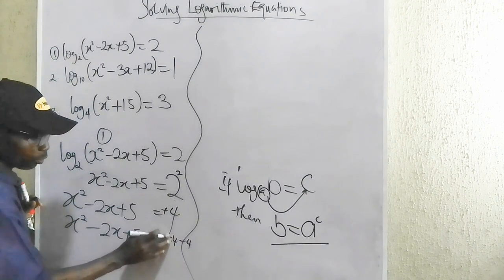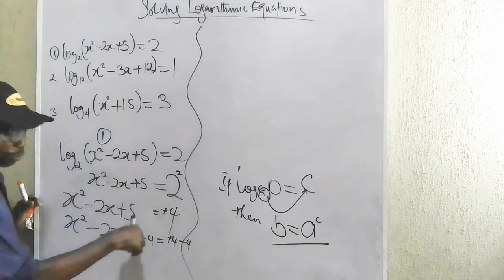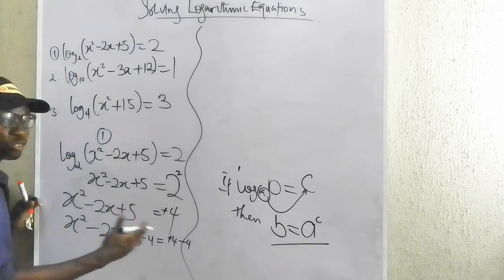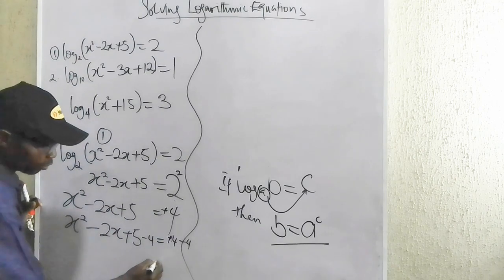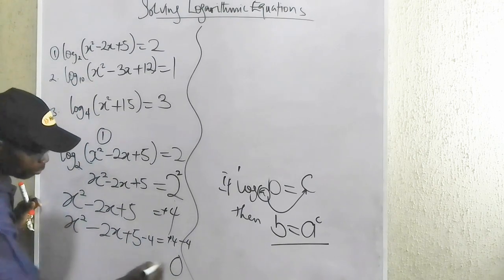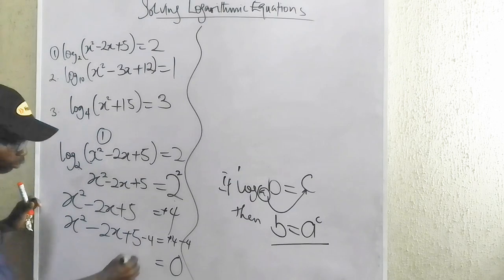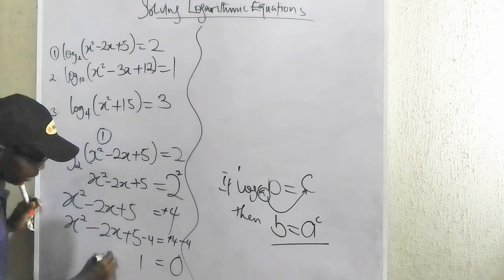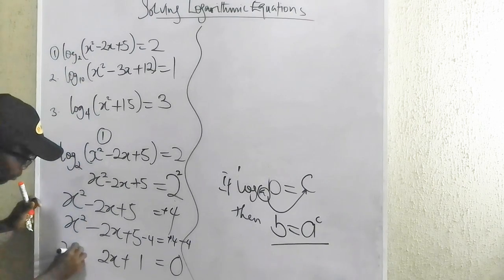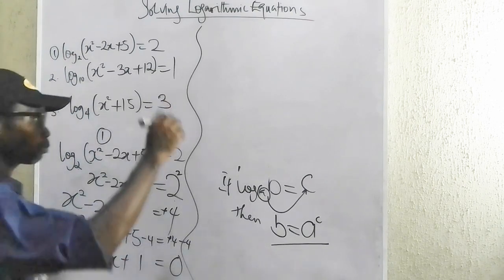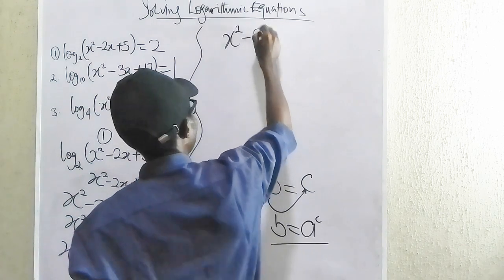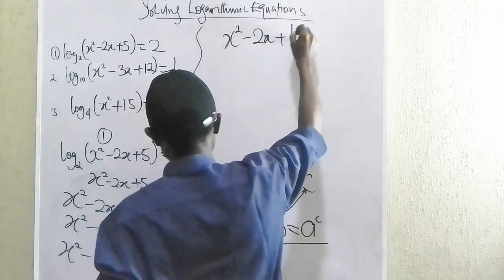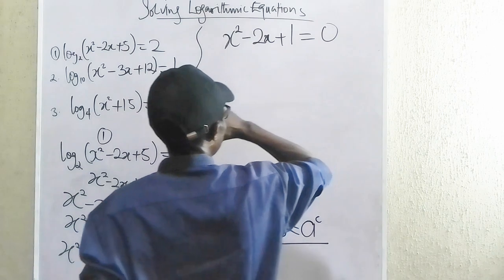Or just move your 4. When plus 4 crosses here, it becomes minus, but that's not exactly what was done in math. What was done is you do the additive inverse. So here it becomes a 0, and 0 remains here, so it will be 5 minus 4, which is 1. So it becomes x squared minus 2x plus 1 is equal to 0.